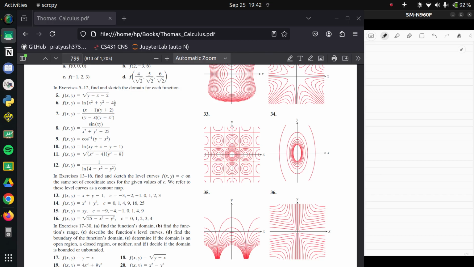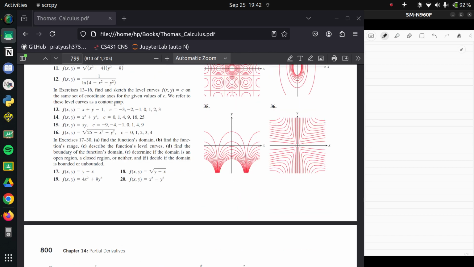Find and sketch the level curves on the same set of coordinate axes for the given value of c. We refer to this level curve as contour maps. So for example, x plus y minus 1, what would a level curve for that look like? Let's just say start with minus 1 as the value, then it switches to x plus y equal to 0, which means x equal to minus 1 or something like that. So that would just be this. Then this is for z equal to minus 1, then for z equal to 0 you just have this region.